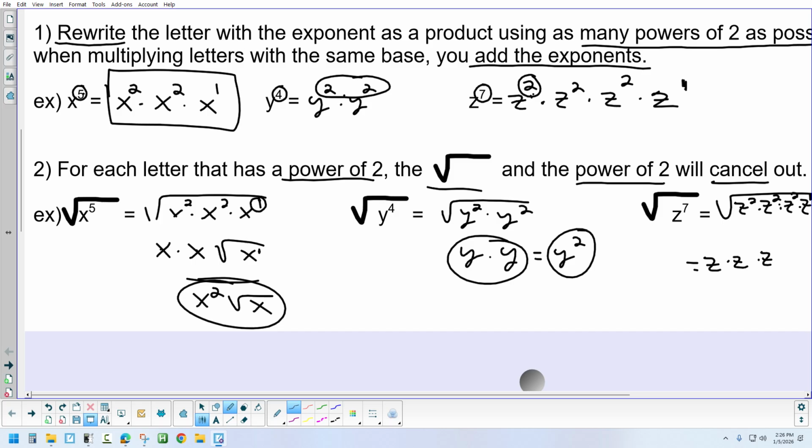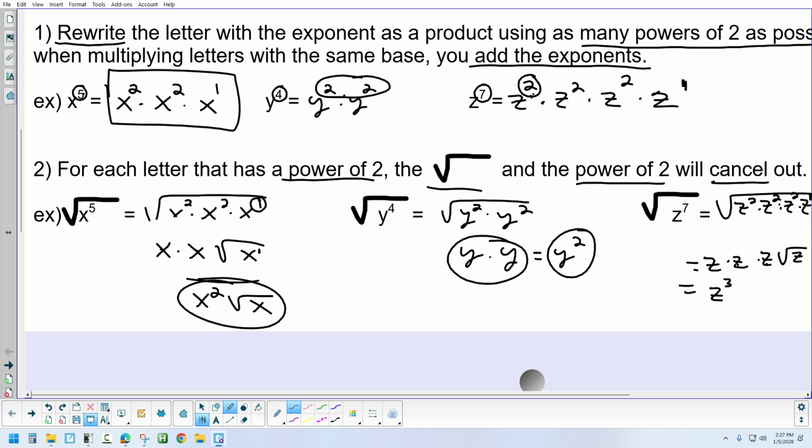So does the square root cancel anything out? No. Then the square root stays right where it is. This z doesn't have a 2. That's why it has the square root instead. But what about z times z times z? What's z times z times z going to give you? Yep. Z to the third.